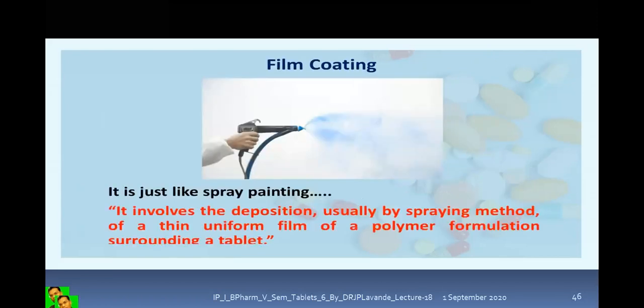Film coating is just like spray painting, as we used to do onto our walls. It involves the deposition, usually by a spraying method, of a thin uniform film of a polymer formulation surrounding the tablet. We are giving a coating of a polymeric agent over the tablet.